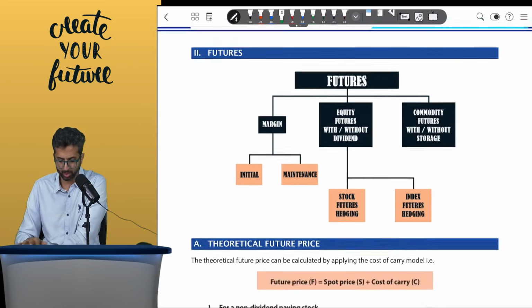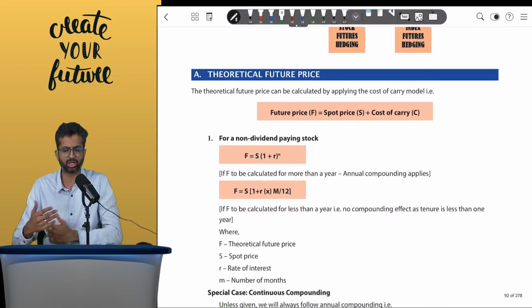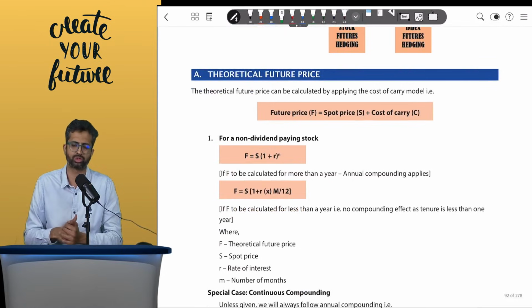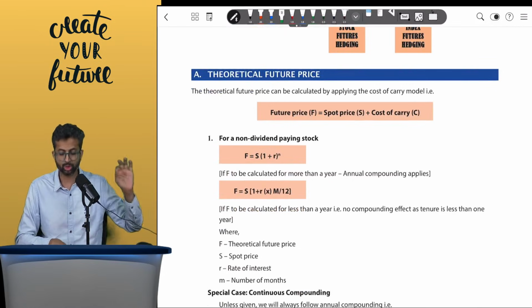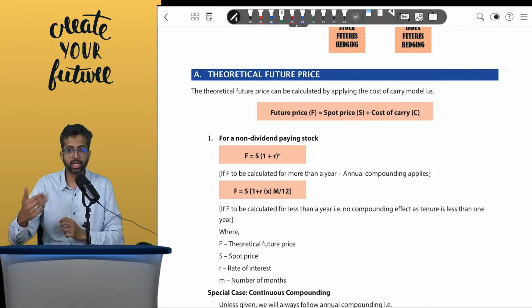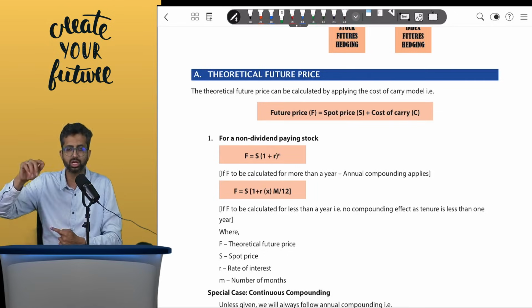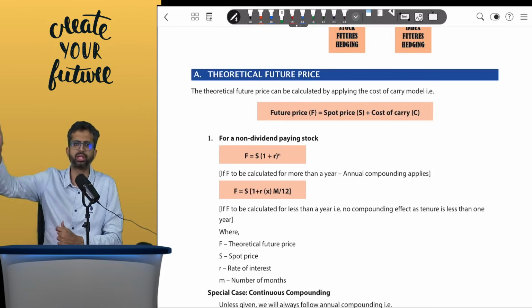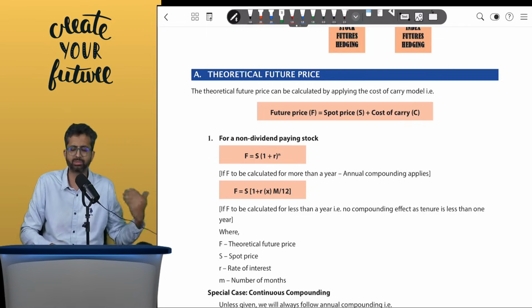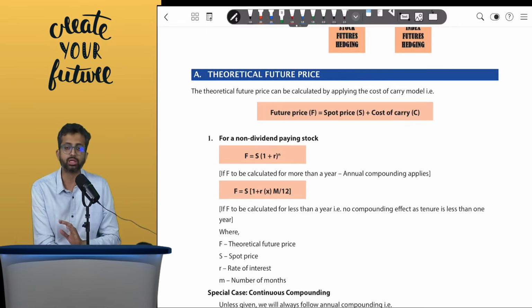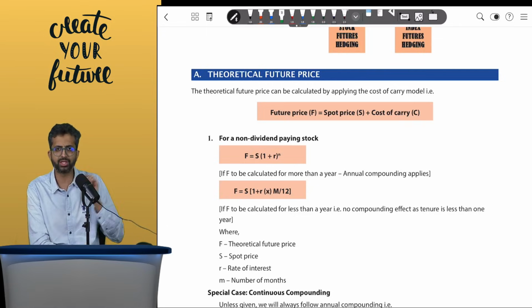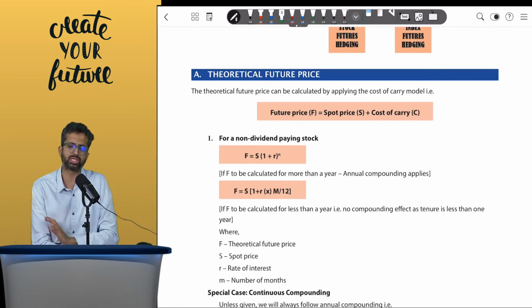So when you look at futures over here, you will look at theoretical futures price, which you calculate using the cost of carry model, which is F is equal to S into (1 plus R) raised to N. Again, if I want to do it for 3 months, then F is equal to S into (1 plus R into 3 by 12). There is no raised to N, it is simple interest if it is less than 1 year. If it is for 6 months, F is equal to S into (1 plus R into 6 by 12) and so on.